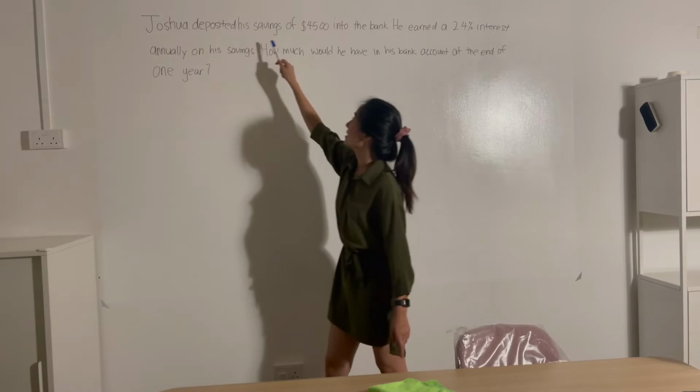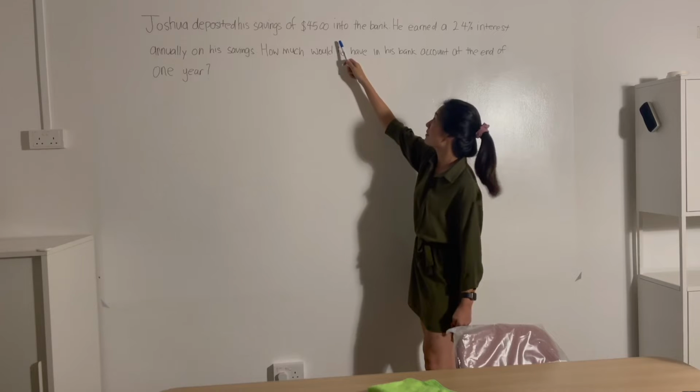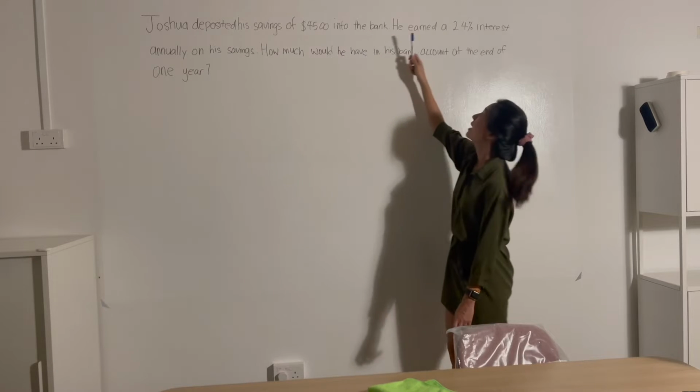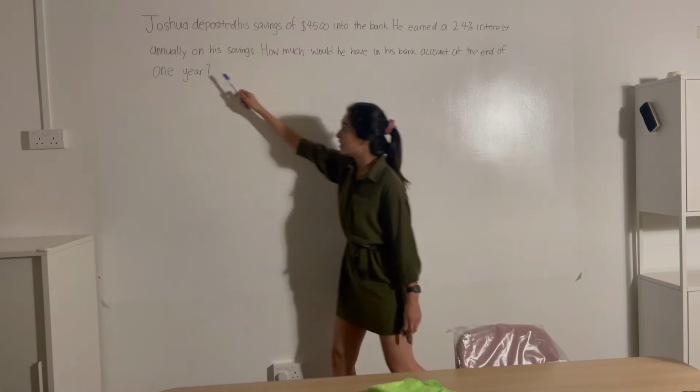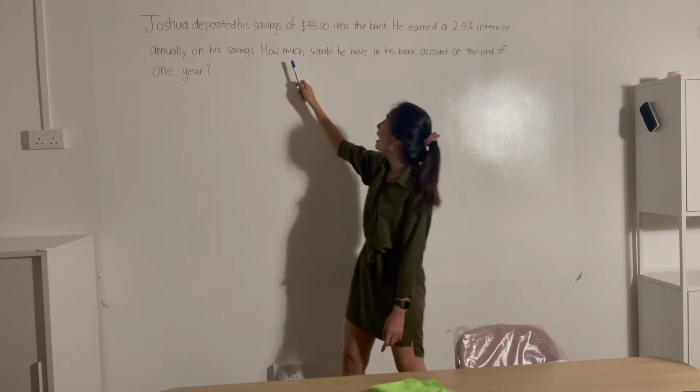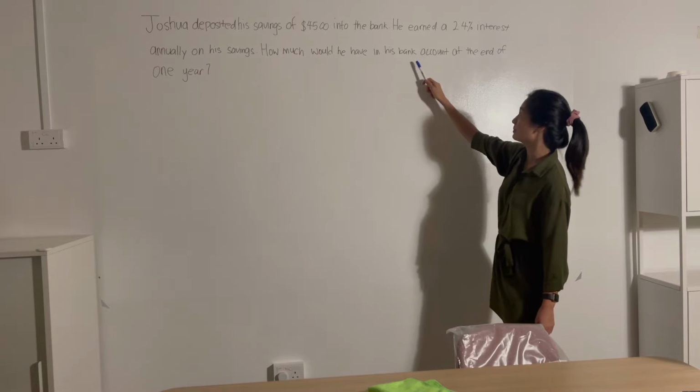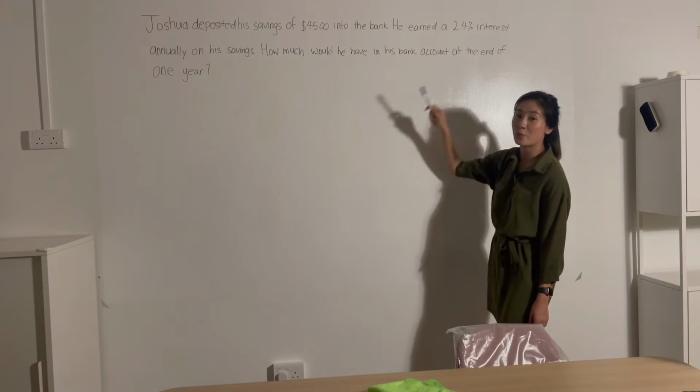Joshua deposited his savings of $4,500 into the bank. He earned a 2.4% interest annually on his savings. How much would he have in his bank account at the end of 1 year?